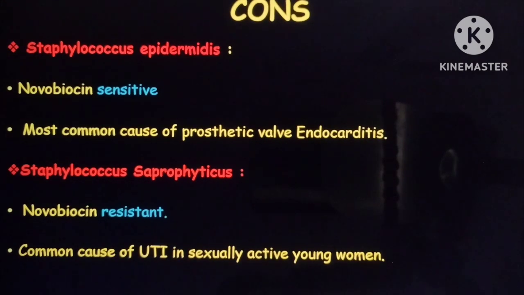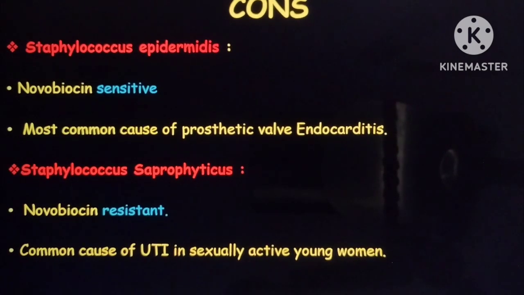There are two important species you want to remember in the coagulase negative group: one is Staphylococcus epidermidis, another is Staphylococcus saprophyticus. Epidermidis is novobiocin sensitive, while saprophyticus is novobiocin resistant. Epidermidis is the most common cause of prosthetic valve endocarditis, whereas saprophyticus is the most common cause of UTI in sexually active young women.